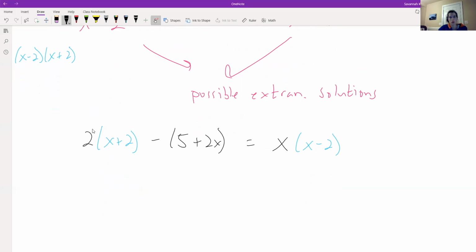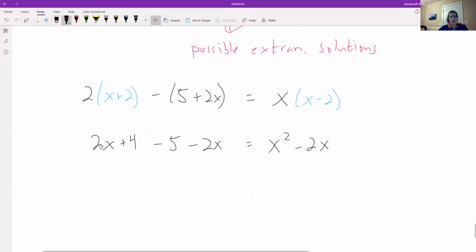So I'm going to distribute my 2. I'm going to distribute my negative. And I will distribute my x. Ah, unfortunate. I create an x squared. I don't really want to do that, but we'll deal with it. Okay, so on the left-hand side of the equation, my like terms of 2x and negative 2x, they zero each other out. They're gone. They eliminate each other. And then 4 minus 5 is just a negative 1. No like terms on the right-hand side.